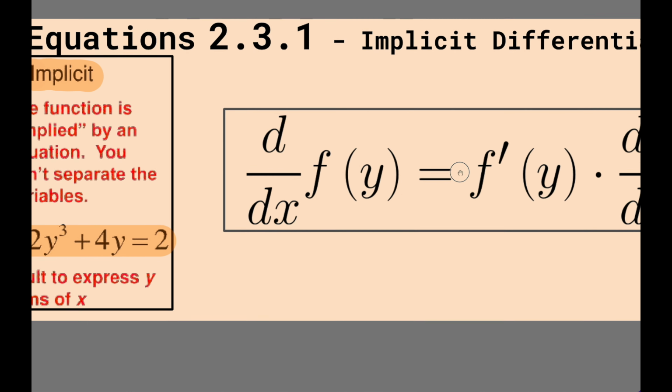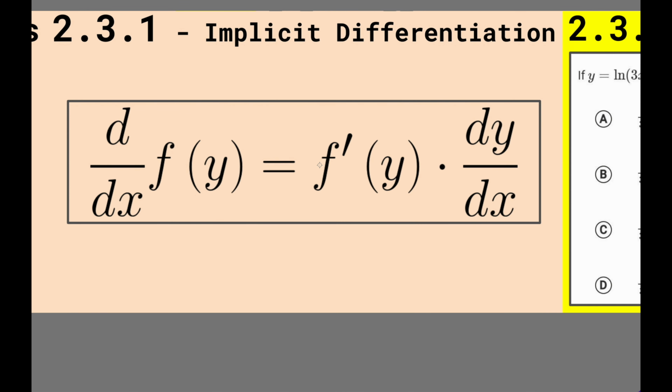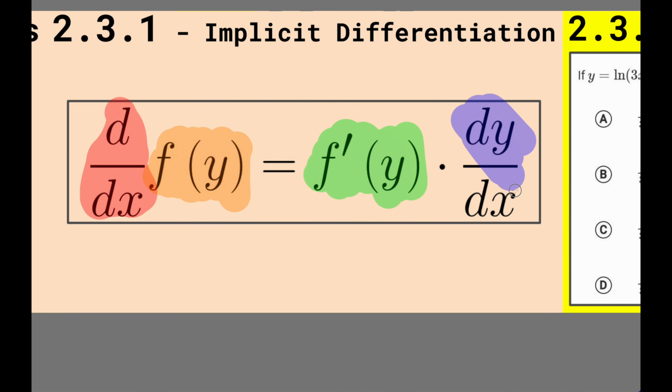Here is the formal definition of implicit differentiation. It says d over dx, which means the derivative. So we're doing the derivative of some function, but the function is expressed in terms of y. Okay, we are used to f being equal to y. But now it's saying f of y. So the function is defined with y's. Well, based on this formula, you take the derivative like normal, but then you have to also tack on this multiplication of dy over dx.